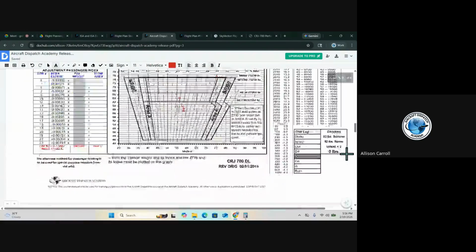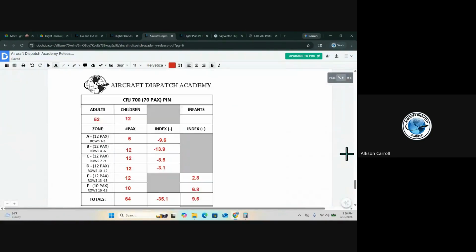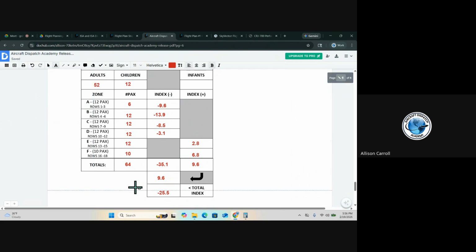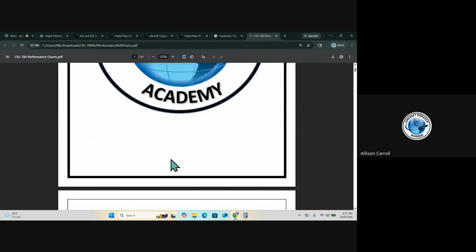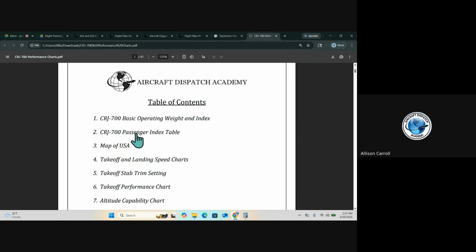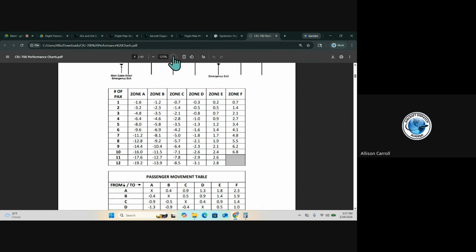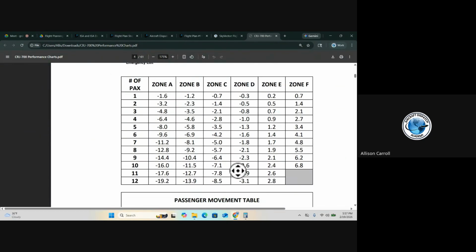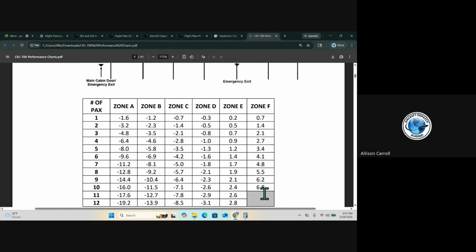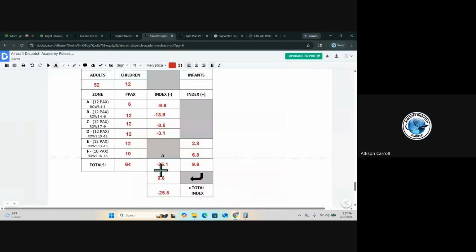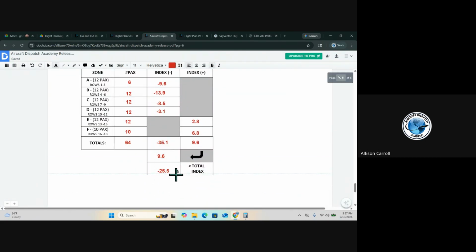We had to go to the pin chart. Remember the very, very last page, the pin chart here. We loaded from the back to the front. We went to the performance charts to find all of these different indexes, right? Let me come back to the performance charts. Passenger index table. And there we go. We found all of these indexes for the different zones and how many passengers we had in each zone, right? So we filled that out. We got our total index of negative 25.5.